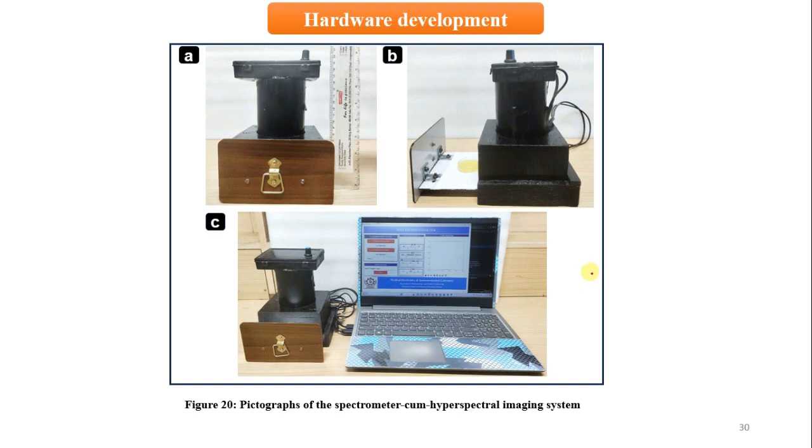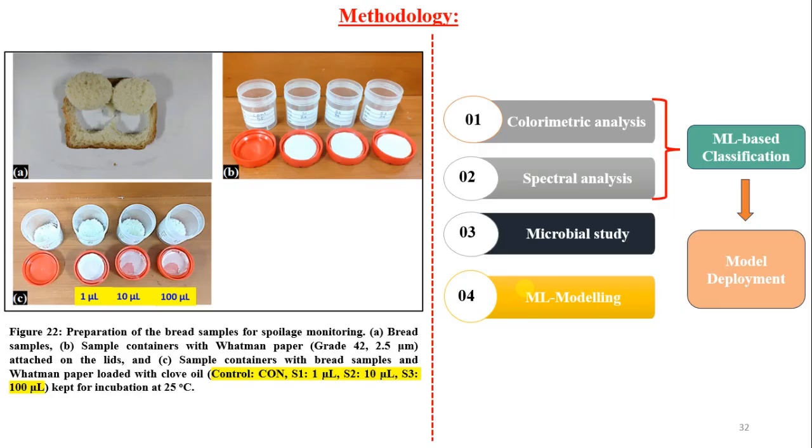So this is the hardware developed. As I told you, it is connected with the computer or the laptop. This is the flow diagram; I am not going into the details. What he did is that we took a bread sample, then put the samples in bread containers, and here you have these filter papers, Whatman paper, I think number 40, and in the control sample we don't have anything. After keeping the samples on these filter papers, 1 microliter in this one, 10 microliter in this one, and 100 microliter of clove oil in this one have been put. So the control, S1, S2, S3 have been kept. Why did we keep clove oil? Clove oil is a known antimicrobial agent.